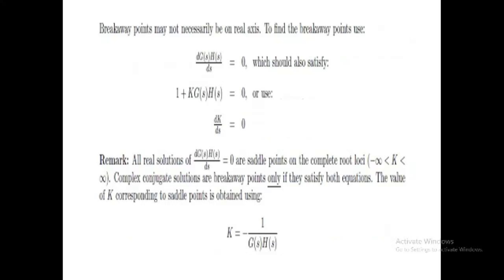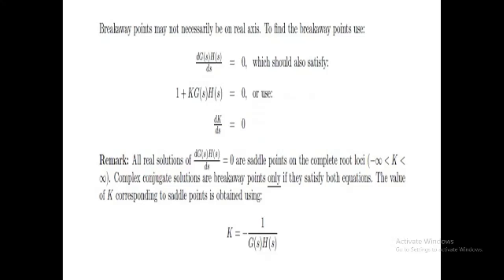These breakaway points may not necessarily be on the real axis. To find the breakaway points, use d/ds of G(s)H(s), meaning the derivative of G(s)H(s) is equal to 0, which should also satisfy 1 plus k G(s)H(s) equal to 0, or we should use the derivative of k, that is dk/ds equal to 0.